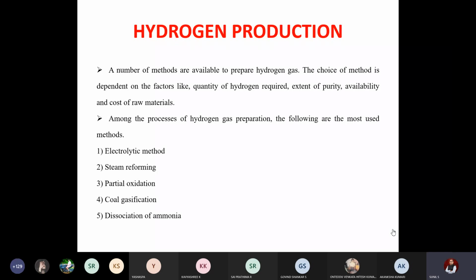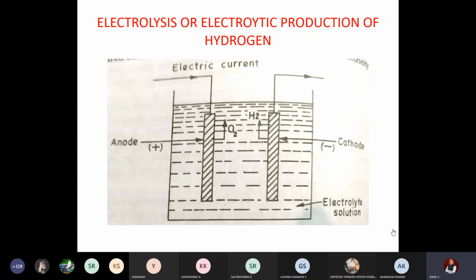Among the various methods, there are 5 best methods listed based on the quantity required, what purity we need, availability and cost of raw materials. We can decide. Okay, the electrolytic method, steam reforming, oxidation method, gasification, and dissociation of ammonia. These are the different methods. Out of this, we discuss only one method, that is the electrolyzer for the production of hydrogen.